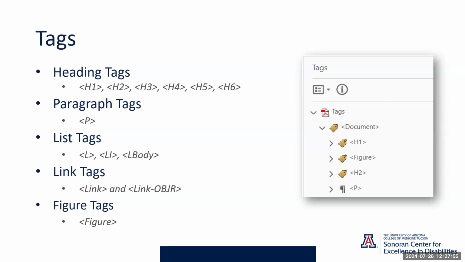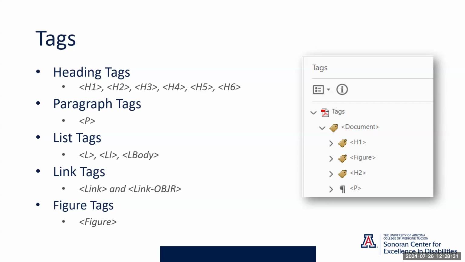You'll also have paragraph tags. Most text in your PDF will be just tagged as a regular paragraph tag. This indicates just plain old regular content or paragraph text. List tags help you organize content. You'll want to have a list tagged with the list tag, L, for the entire list, the list item tag, LI, for each item in the list, and then list body, or L body tag, for the content of each list item.